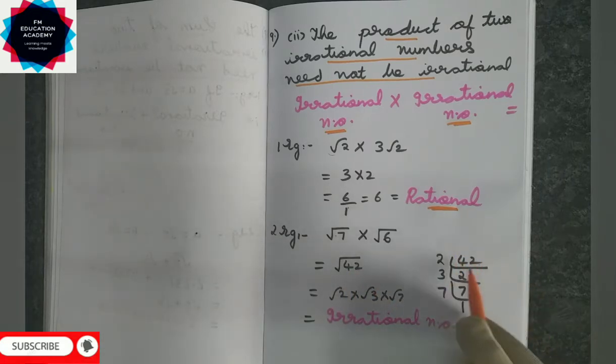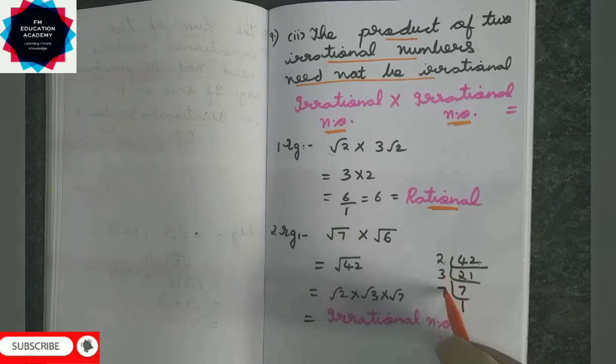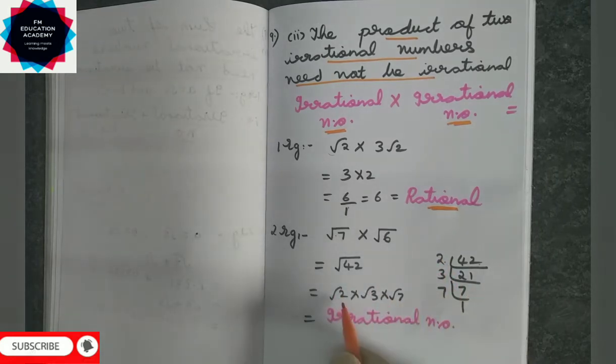Okay, but still, see, observe here. 42 can be expanded as 2 2s are 4, 2 1s are 2, 3 7s are 21, 7 1s are 7. So root 42 can be written as root 2 into root 3 into root 7. Why root? Because only one number is there. One time means it will always be in root. So again, root 2 is an irrational number, root 3 is an irrational number, root 7 is an irrational number. So I am getting the answer as an irrational number only.